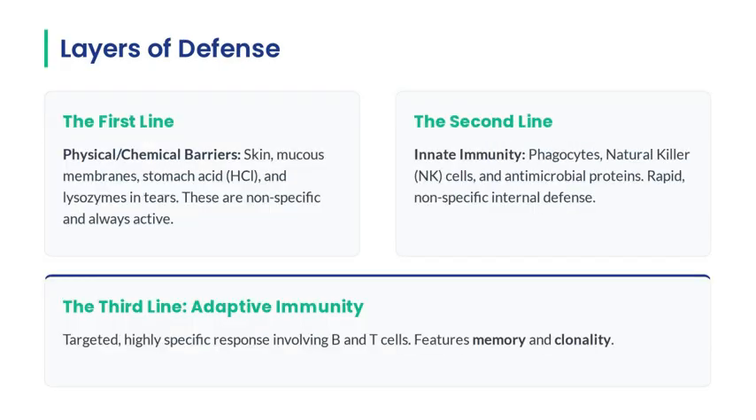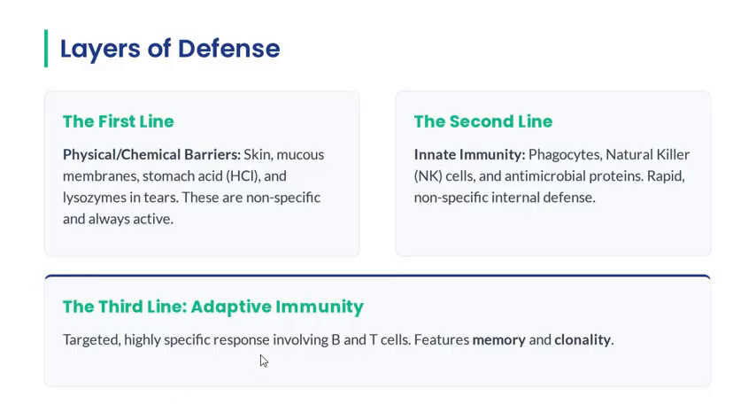Okay, let's keep going. We have a lot of defenses when it comes to immune responses, and our first line is physical and chemical barriers, which is like your skin, the mucous membrane, stomach acid, lysosomes and tears, and this is always active. And our second line of defense is our innate immunity, which is phagocytes and natural killers and antimicrobial proteins. And these are rapid, non-specific internal defenses.